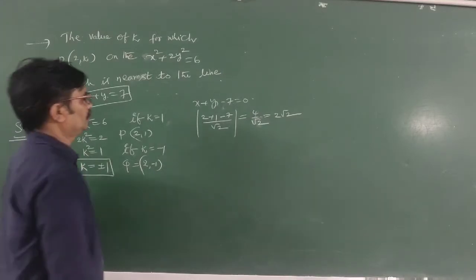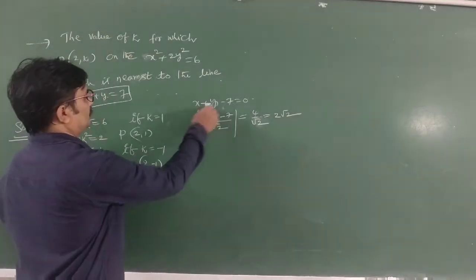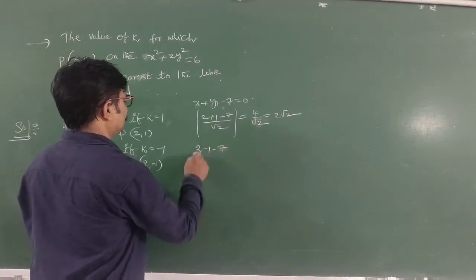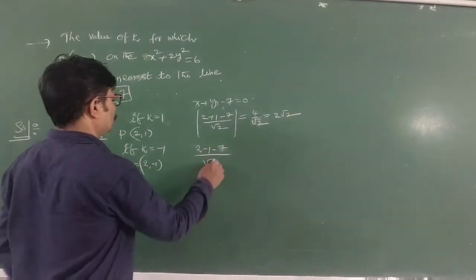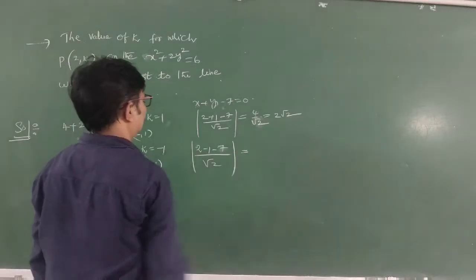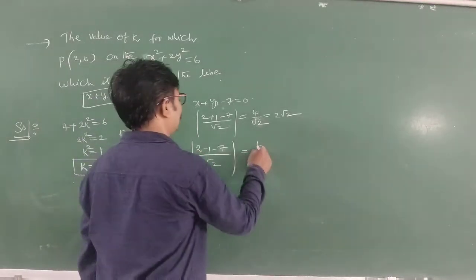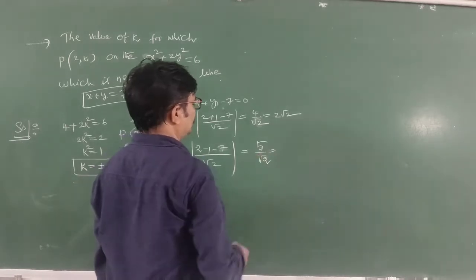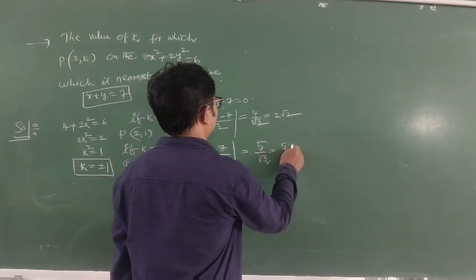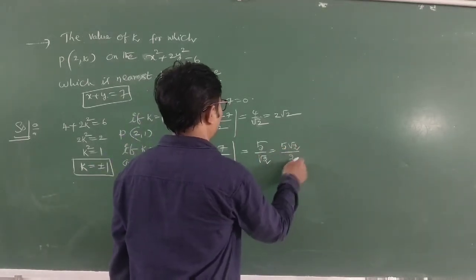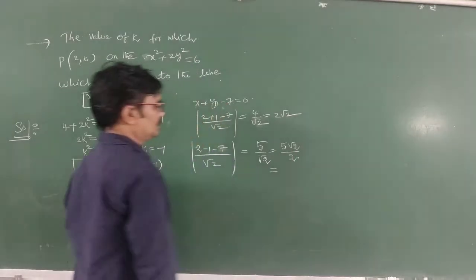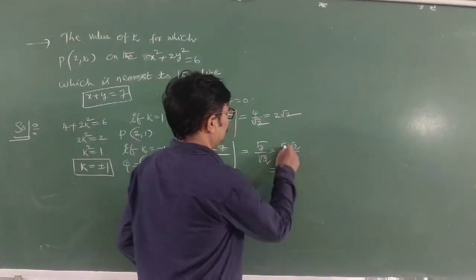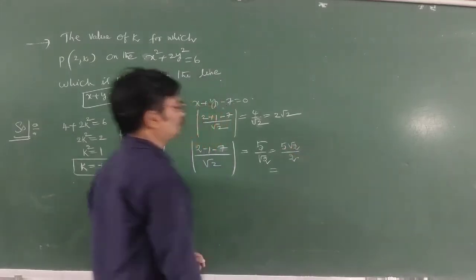After that students, what we observe? For (2, minus 1), this is 2 minus 1 minus 7 upon root 2. My dear students, this is 5 by root 2, which is 5 root 2 by 2. This is the largest value. Compare this one, 2 into root 2.